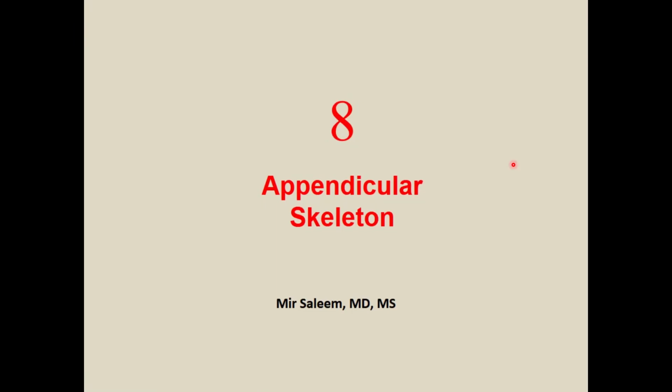So chapter 8 is about appendicular system. If you remember, chapter 7 was axial skeleton. So appendicular skeleton is about the girdles and also the limbs.